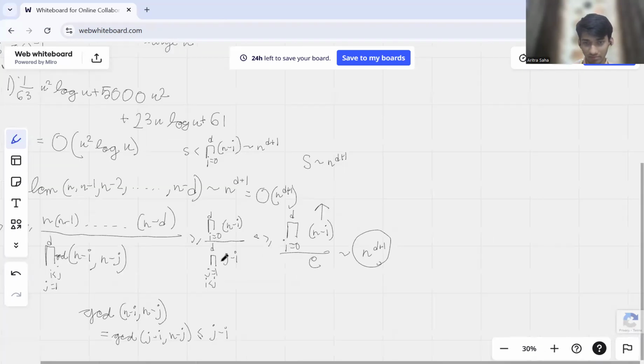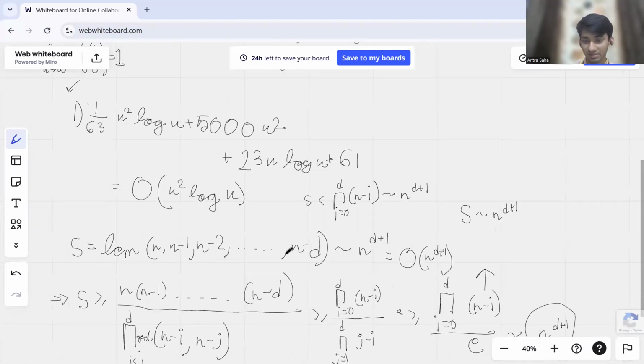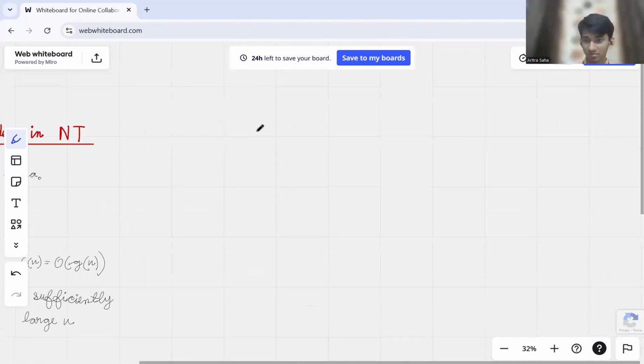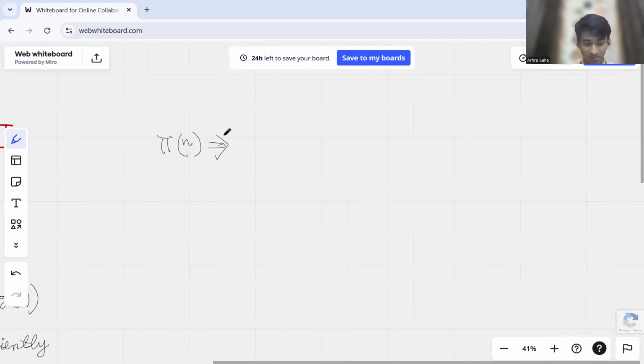Okay. Is everything clear? Yes, thanks. Okay. So I'll go to the prime number theorem. I define this function pi of n. It says the number of primes less than or equal to n.